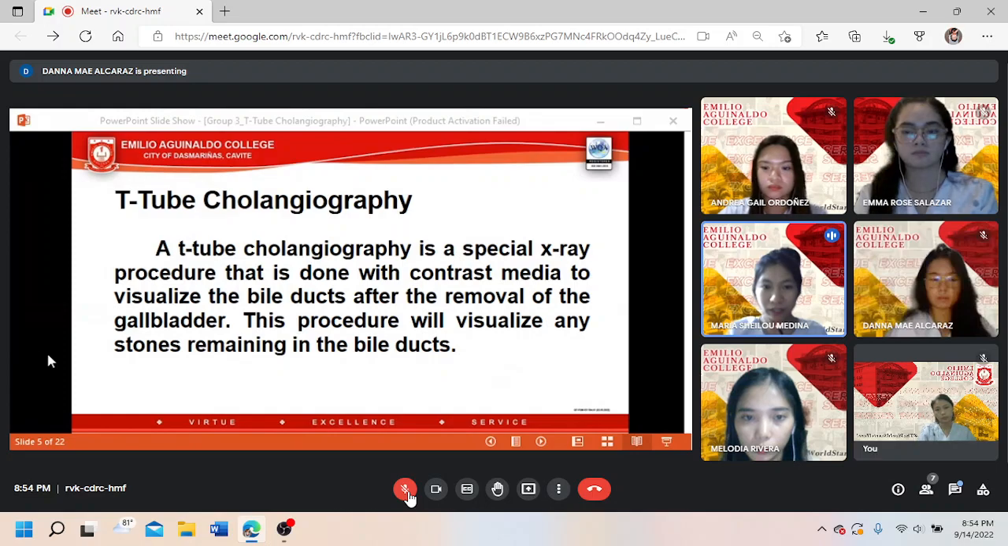So, T-tube cholangiography is a special X-ray procedure with contrast media to visualize the bile ducts after the removal of the gallbladder. This examination will visualize any stones left in the bile ducts. A T-tube is inserted into the bile ducts during the cholecystectomy, or the surgical removal of the gallbladder, and is left there. Once the contrast media has been given and X-rays taken, if no stones are seen, the tube is pulled out.